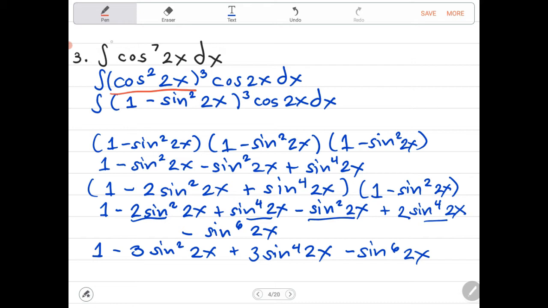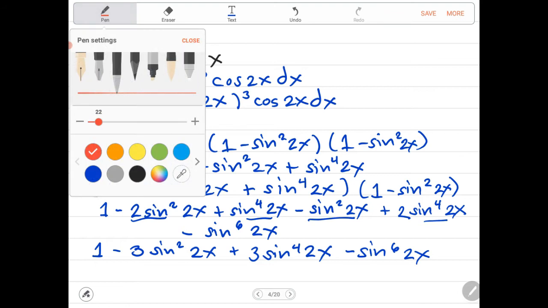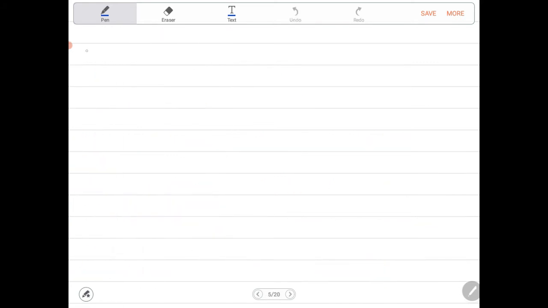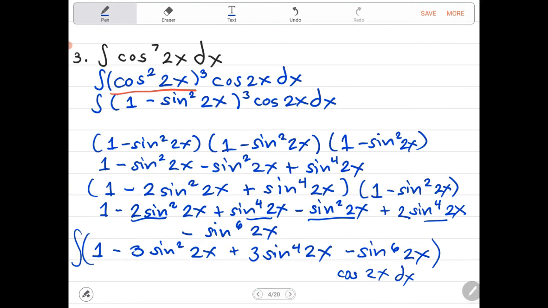So now we are going to distribute the cosine 2x. Then we have cosine 2x dx. So we are going to multiply everything inside the parenthesis by cosine 2x dx. So the first one is the integral of cosine 2x dx. We are done with this.